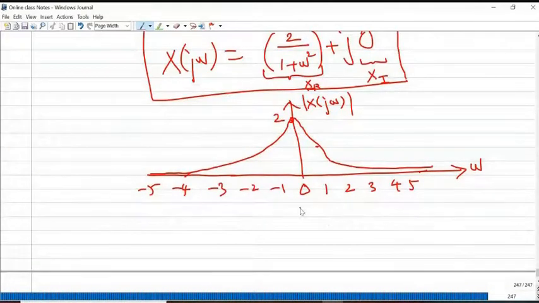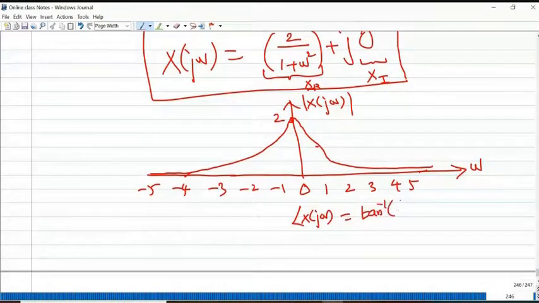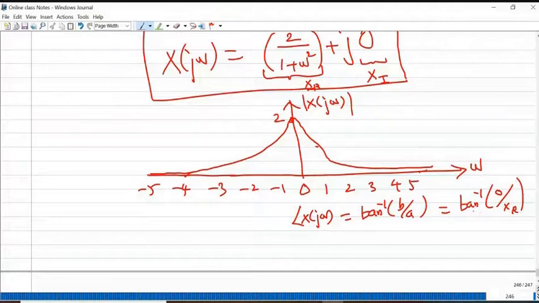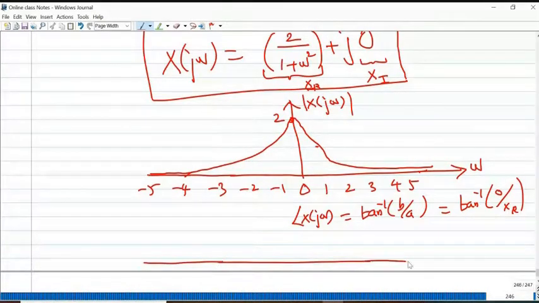The imaginary part is 0. So angle of x of j omega equals tan inverse of b by a, tan inverse of 0 by 2 divided by 1 plus omega square. Tan inverse of 0 is 0. So for this particular signal, for all the values of omega, it's a continuous one, not discrete. Please remember, your angle value is 0.